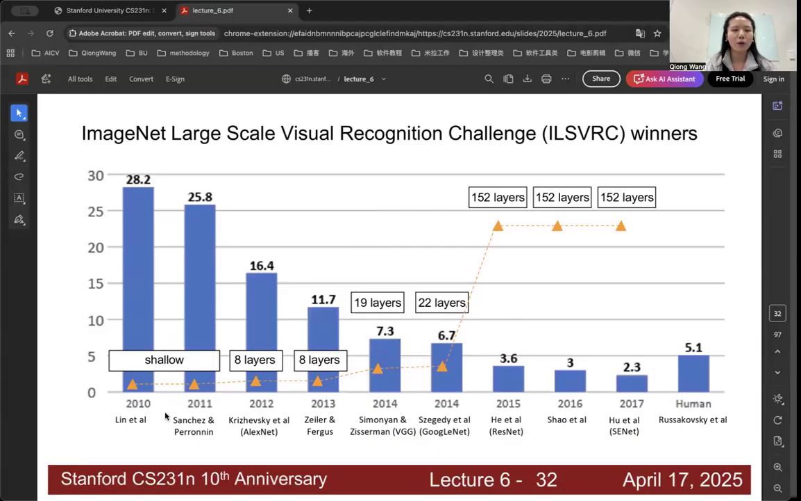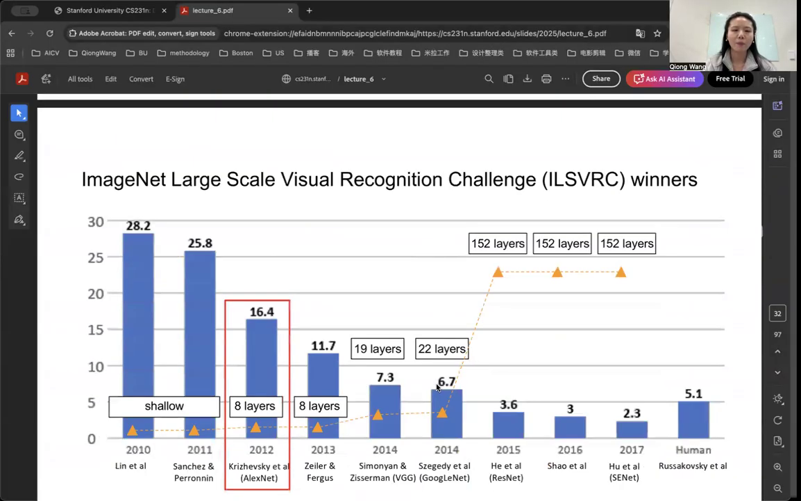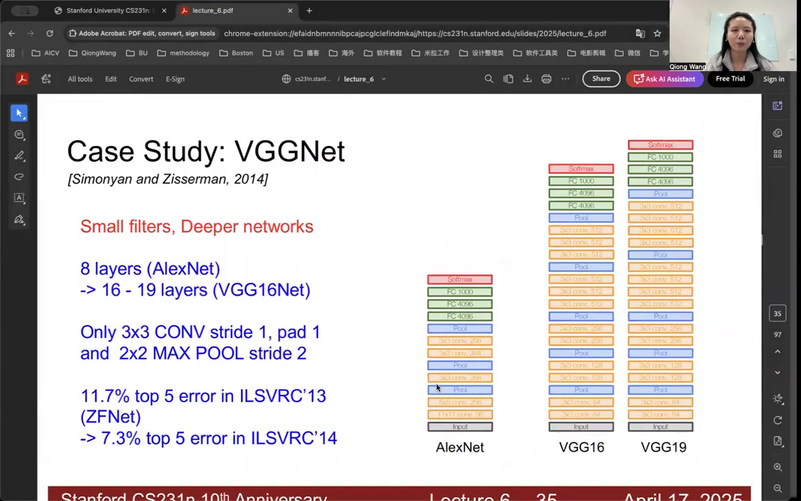We can see that before 2011, all the networks were shallow networks. In 2012, there were only 8 layers. After 2014, the number of layers became more and more, and we entered the deep learning area. What happened in there? Let us have a look.